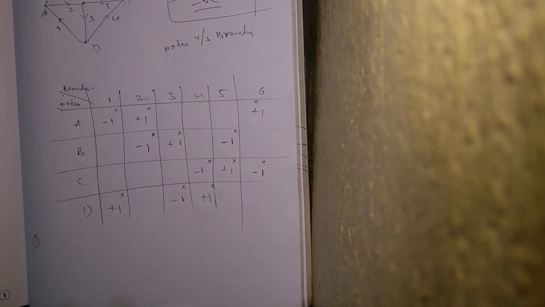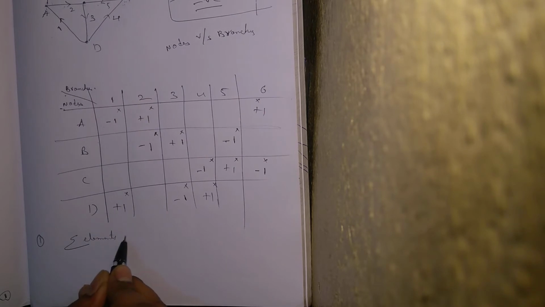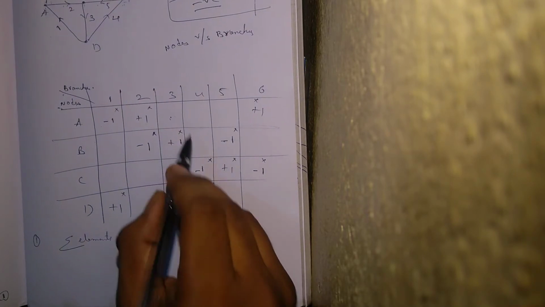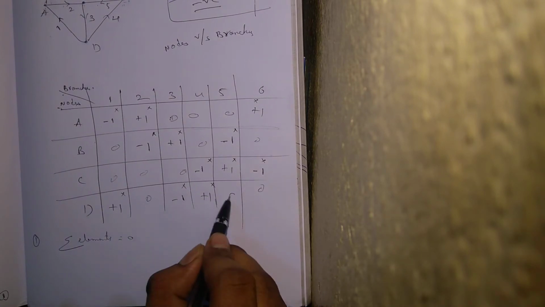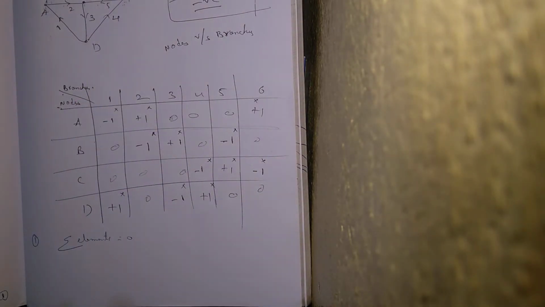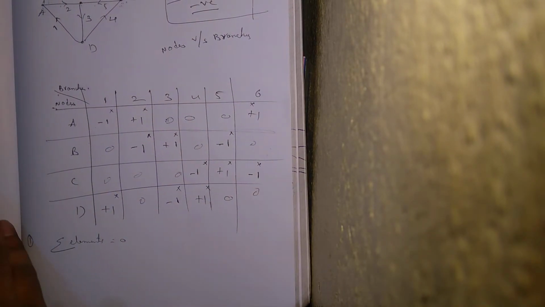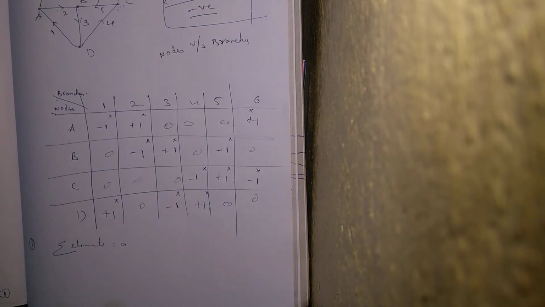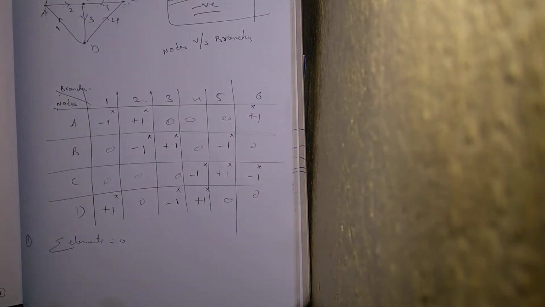First property is sum of all the elements in any column is equals to 0. See, sum of all the elements in any column is equals to 0. See, here I have not mentioned +1 or -1, right? So this will be my 0. All these are zeros, okay? I need not write here because it will make your paper clumsy, so it won't be good if you write zeros here. So the first property is what? Sum of all the elements in any column is equals to 0. So this is my first column, second column, third column, fourth column, fifth column, sixth column, right?